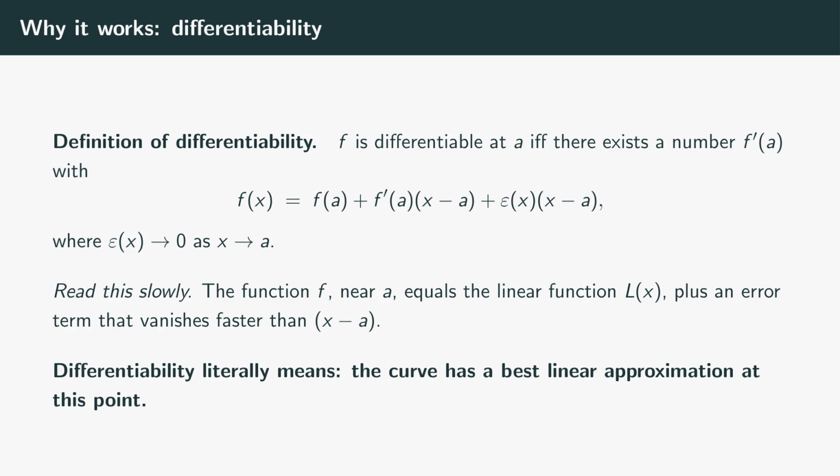So the formal definition of differentiability is: the curve admits a best linear approximation at the point. That's it. Everything else, the limit of the difference quotient, the slope of the tangent, is just unpacking that one statement.